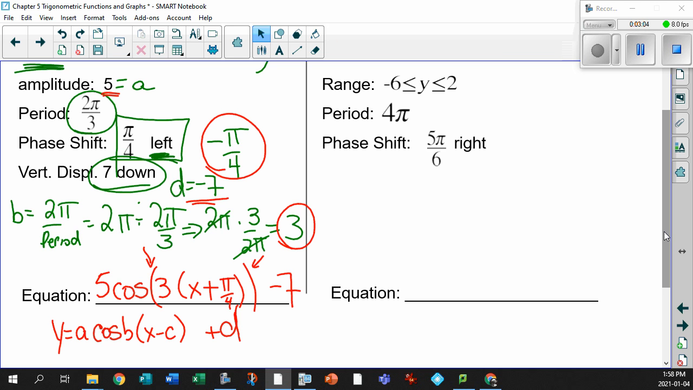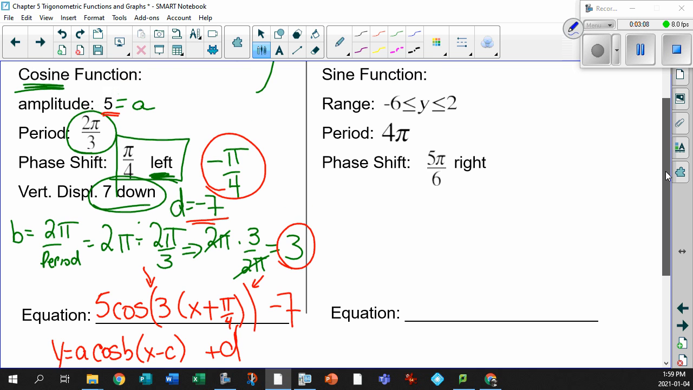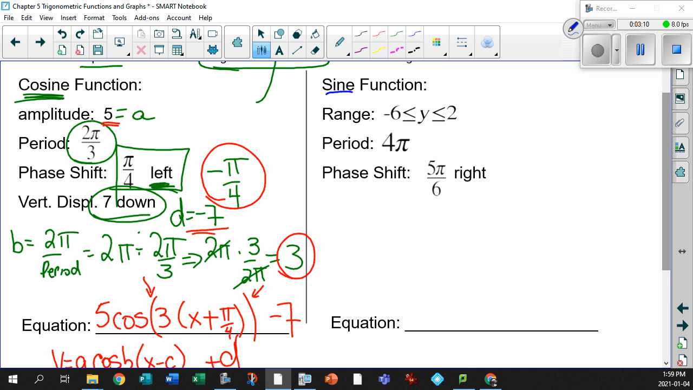Okay, so let's see if we can make it just a tad more challenging. Here's another one. We want the sine function now. But now I'm just going to give you the range. What does this mean? Look at the graph of the sine function. This is now between minus 6, which is down here, and 2, which is about here. So this thing is going to somehow go up to here, go down to here, and so on, like this.